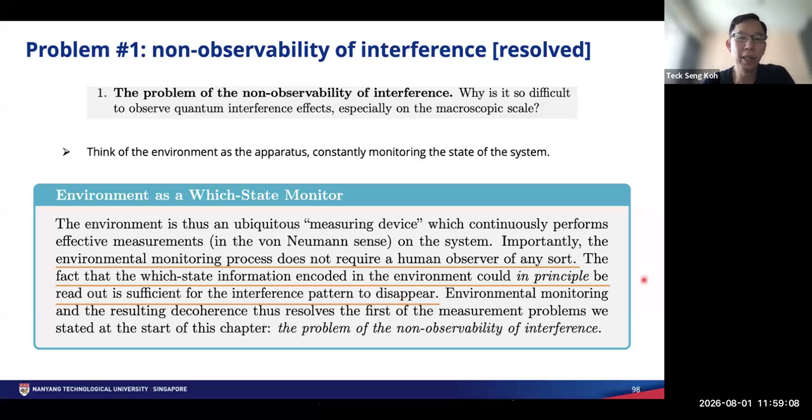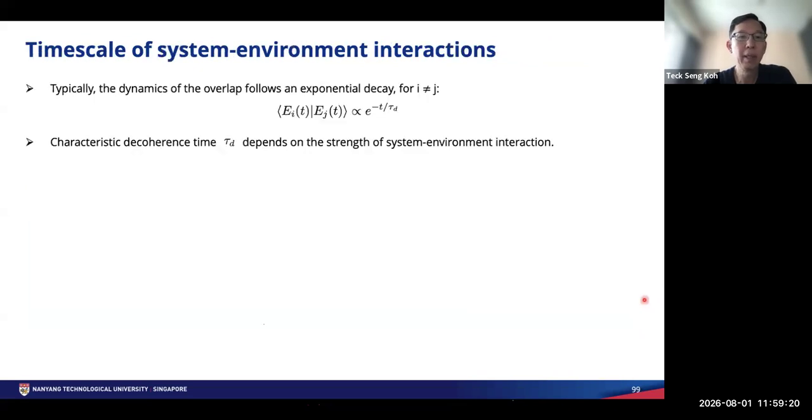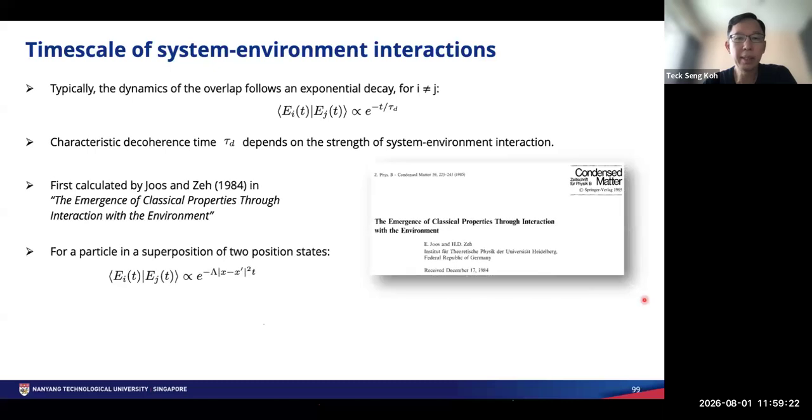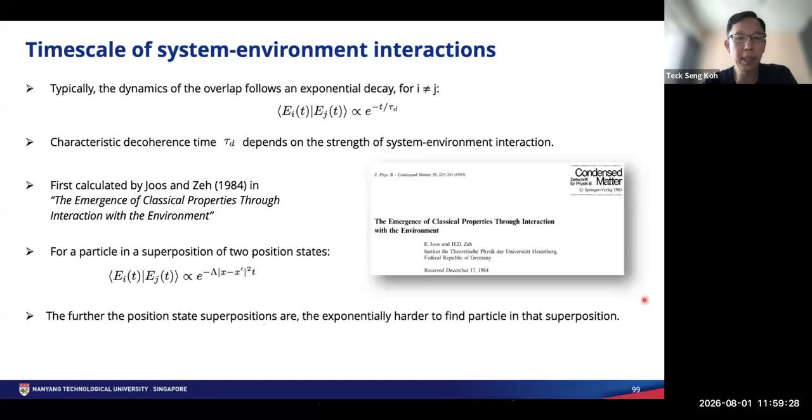Okay, so recall the weakness, say you need consciousness and all that. No, actually, in this way of looking at things, you just need to enlarge your system to include the environment. Okay, we'll skip this. The time scale of this so-called decoherence is actually very short. It was calculated by Joos and Zeh in 1984.